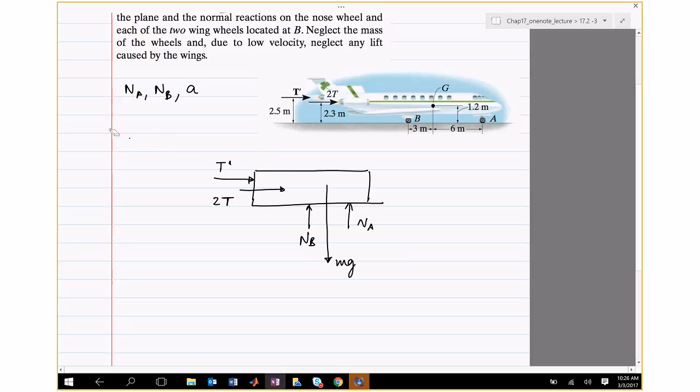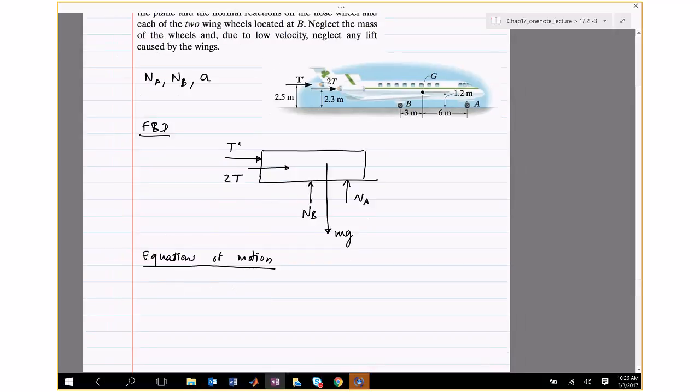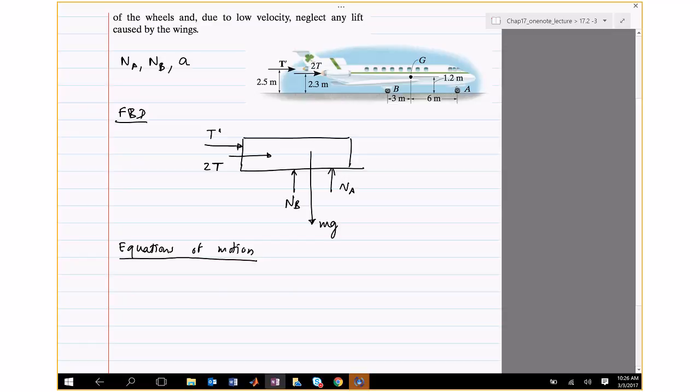You guys should correct me. This is a free body diagram, FBD. Okay, so the three equations are sum of force in the x, sum of force in the y, and net moment about G. So sum of forces in the x direction.